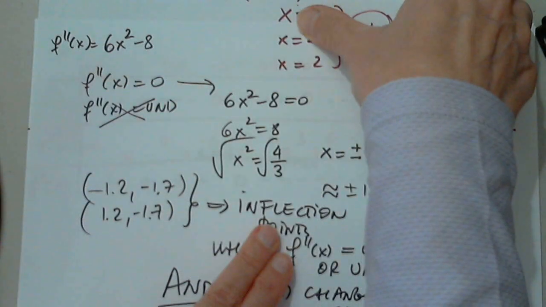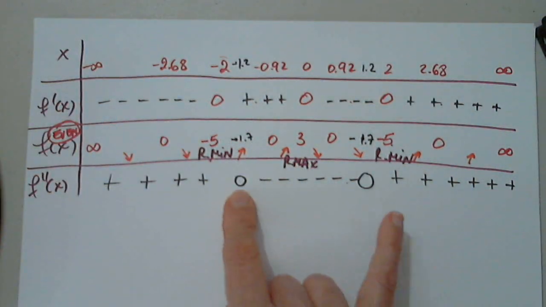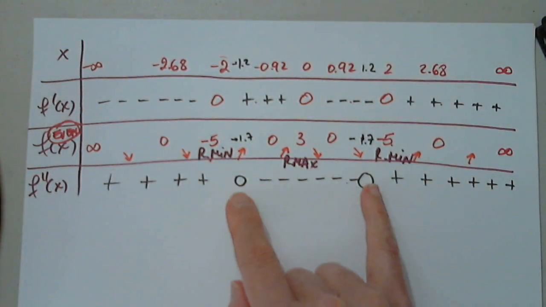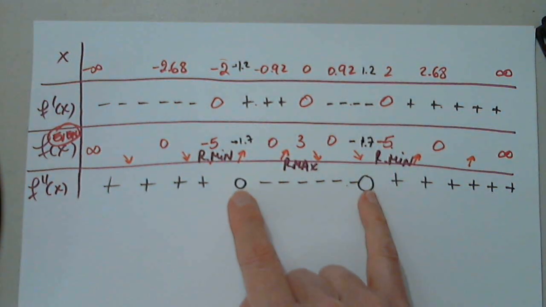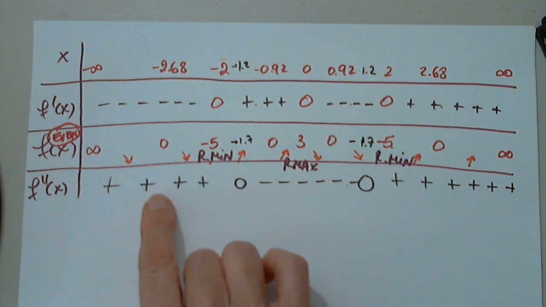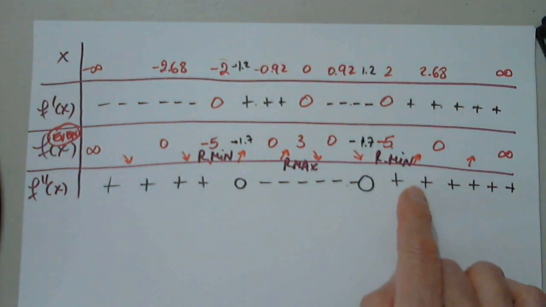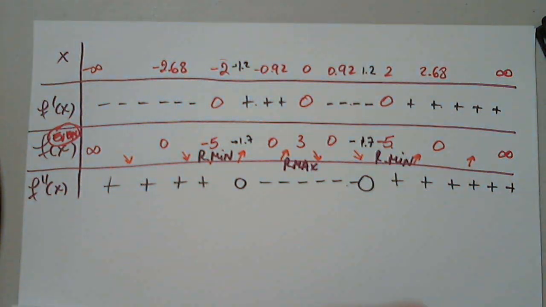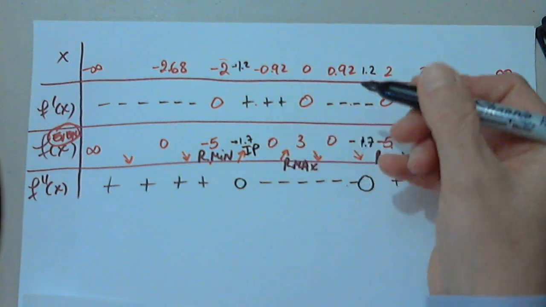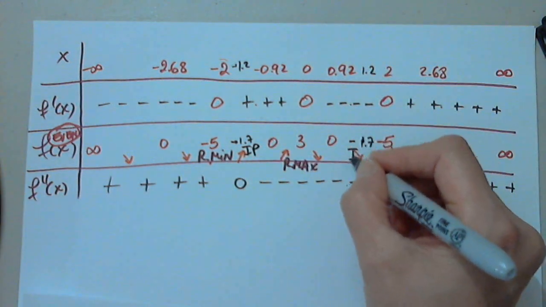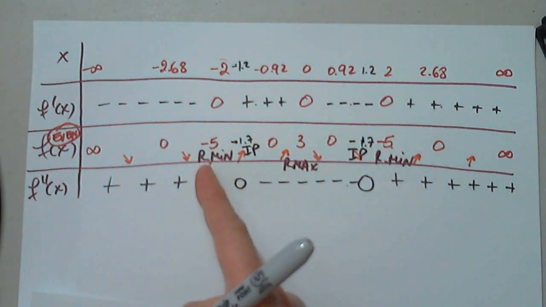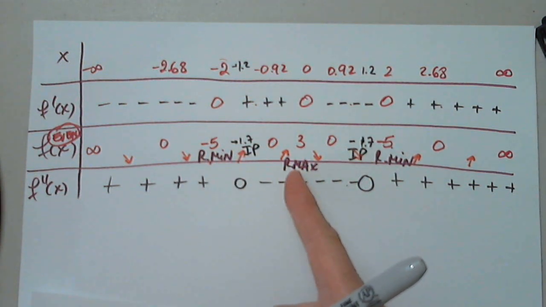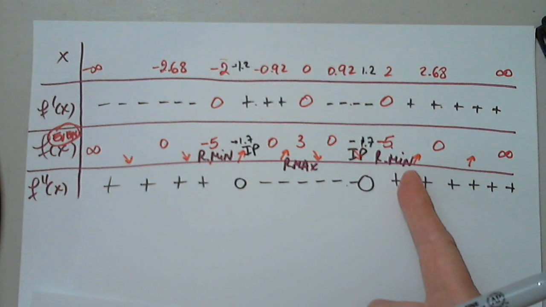So I did not show an inflection point. I will in a moment. As you see at this point, the second derivative is 0 at negative and positive 1.2. And as you see, it changes sign. That's why this point is an IP. This point is an IP. Inflection point, inflection point. Relative min, inflection point. Relative max, inflection point, relative min.